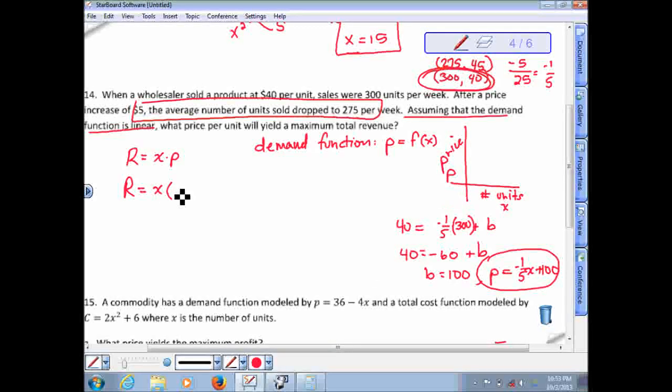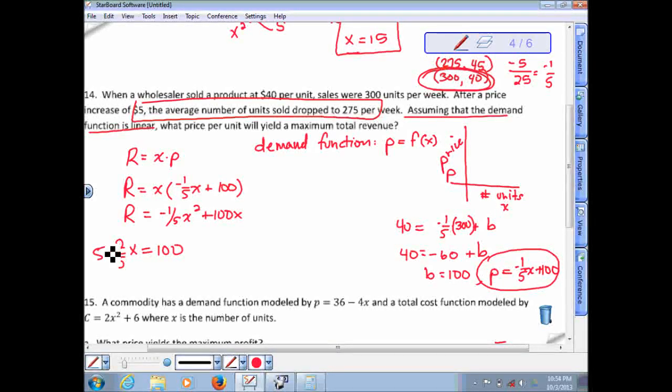So the revenue is equal to x times -1/5 x plus 100, which is -1/5 x squared plus 100x. Now the derivative is equal to -2/5 x plus 100. If we set that equal to 0, I'm going to add this term to the other side, and end up with that.